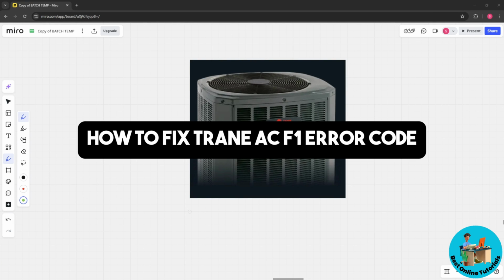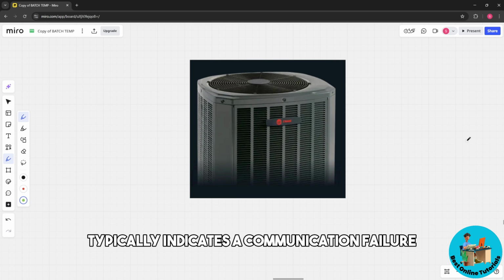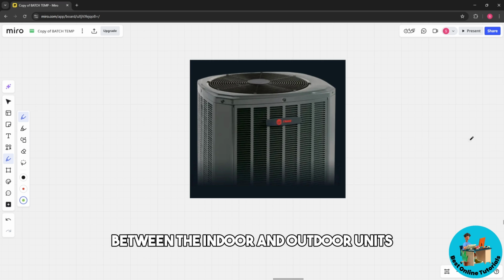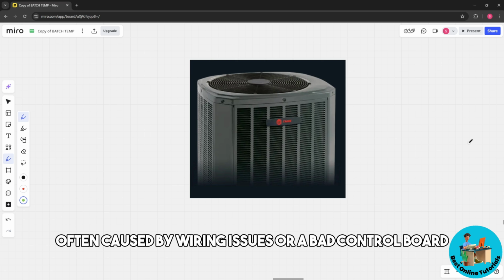This is how to fix Trane AC F1 error code. So guys, this error code typically indicates a communication failure between the indoor and outdoor units, often caused by wiring issues or a bad control board.